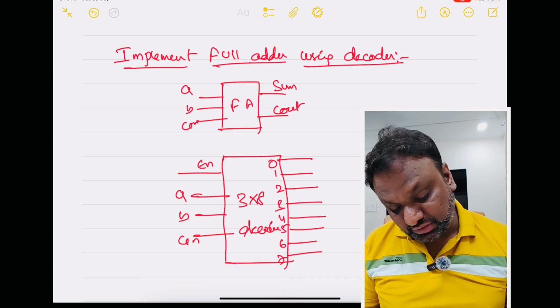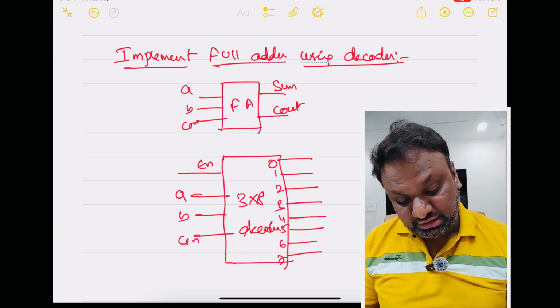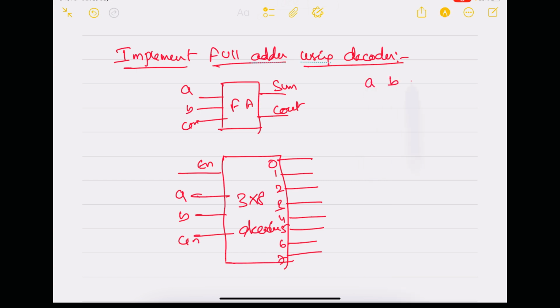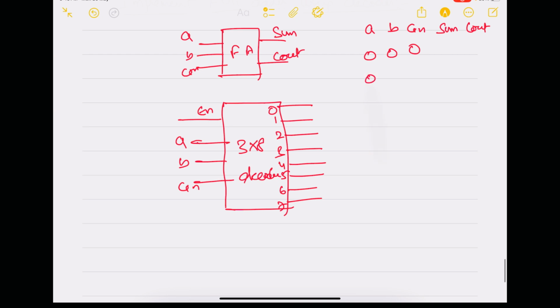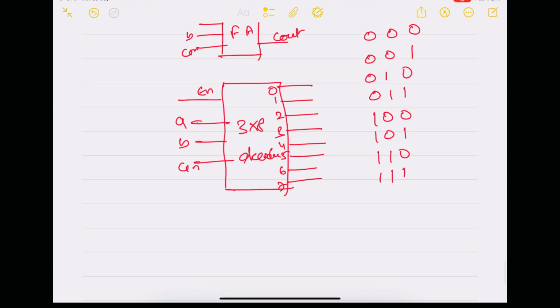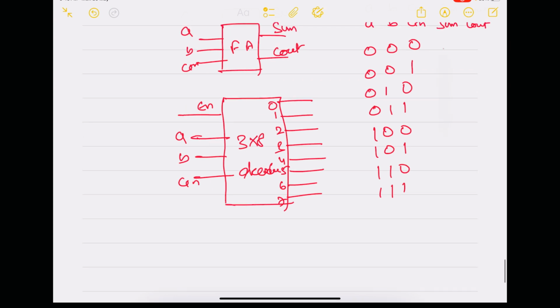Okay, so what is the full adder truth table? The full adder truth table goes like this: A, B, C in, sum and C out. Okay, so this is 0, 0, 0, 0, 0, 1, 0, 1, 0, 0, 1, 1, 1, 0, 0, 1, 0, 1, 1, 1, 0 and 1, 1. Correct? So what is sum? This is 0, 1, 1, 0, 1, 0, 0, 1, and C out is 0, 0, 0, 1, 0, 1, 1.